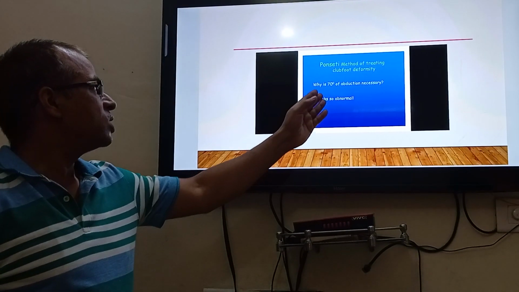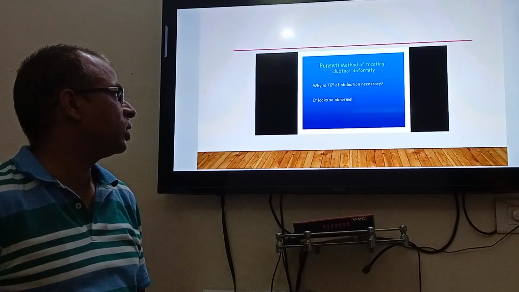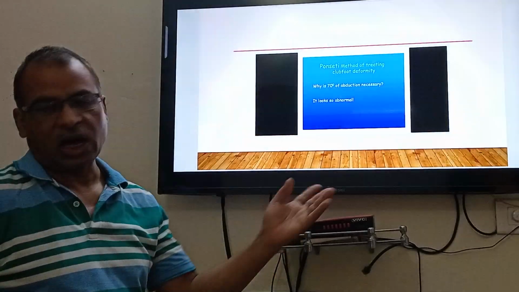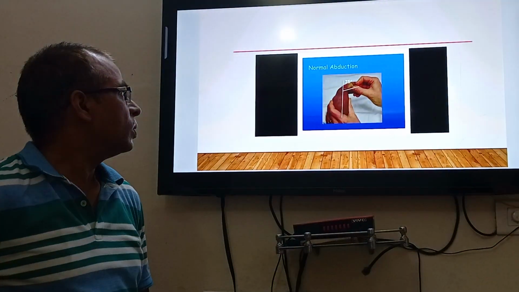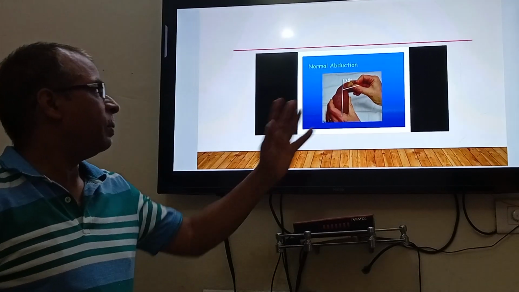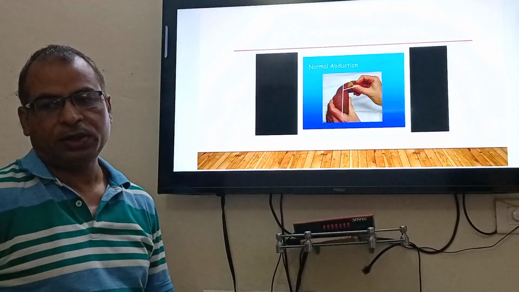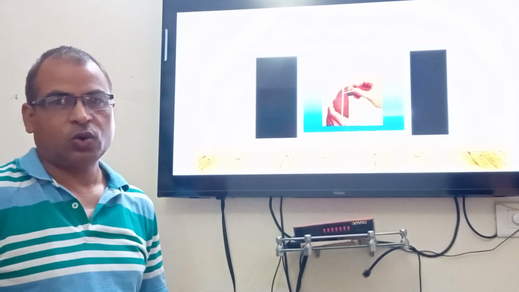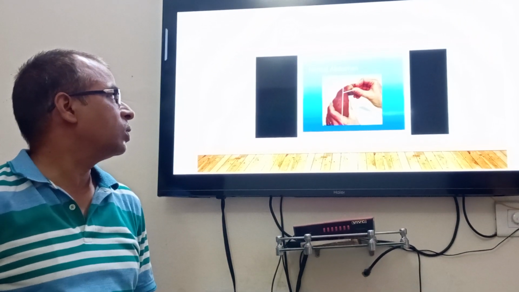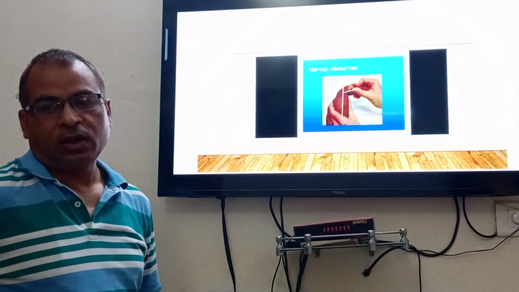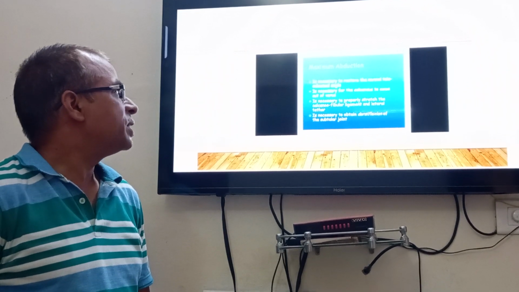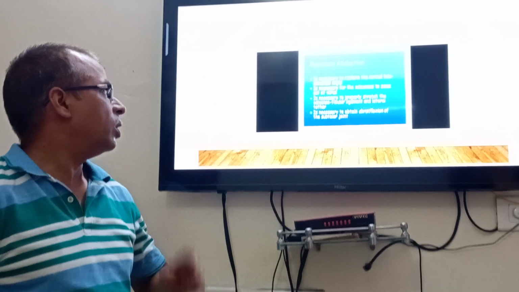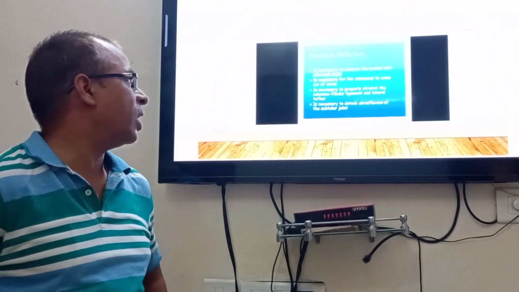So why is 70 degrees of abduction necessary? In the cast you can say it looks so abnormal, but normal abduction of the foot is around 70 to 75 degrees. So during the final cast we go for 70 degrees abduction. It is necessary to restore the normal calcaneal angle.